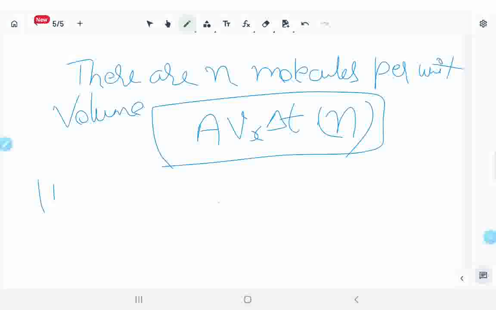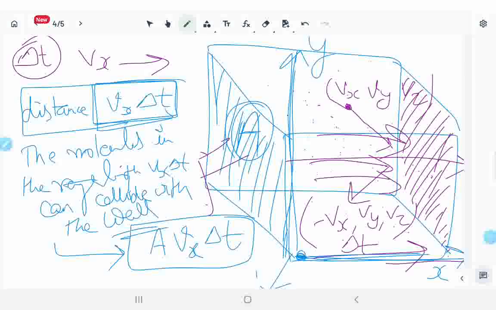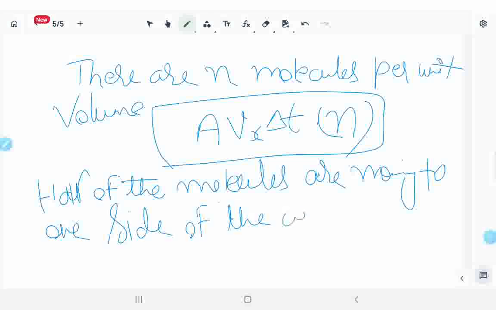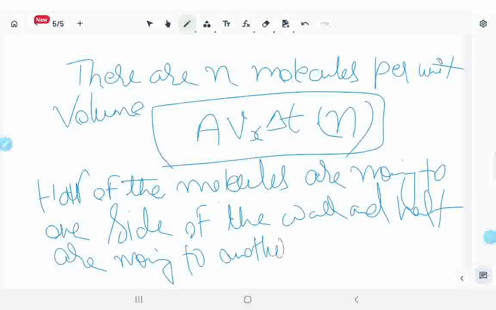See, half of the molecules are moving to one side and half are moving to another side. हम लोगों को ये मानना होगा कि ऐसा नहीं है कि जितने भी मॉलिक्यूल हैं वो सभी एक ही तरफ, एक ही डायरेक्शन में जा रहे होंगे. भाई कुछ मॉलिक्यूल इधर भी तो जा रहे होंगे. तो हम लोगों ने क्या किया, we have assumed that half of the molecules are moving to one side of the wall and half are moving to another side of the wall.